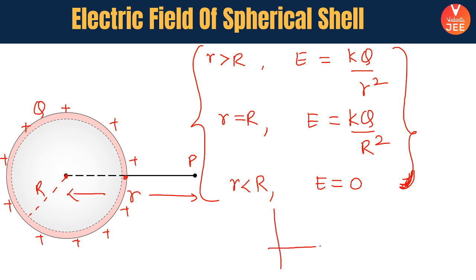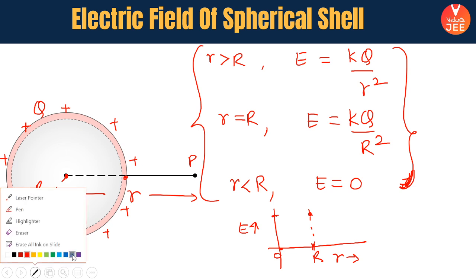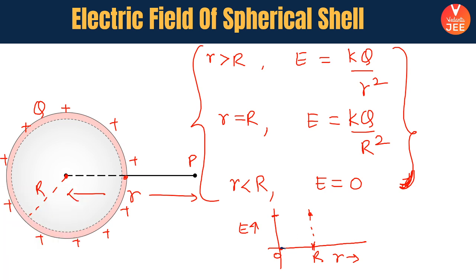This is how the electric field varies with the distance r. Till the surface from O, there is no electric field. At the surface, the electric field becomes maximum, that is kQ by R square, and after that, the electric field starts decreasing. The value is 0 till R, and from there it decreases as 1 by r square. So that's how the graph will look.